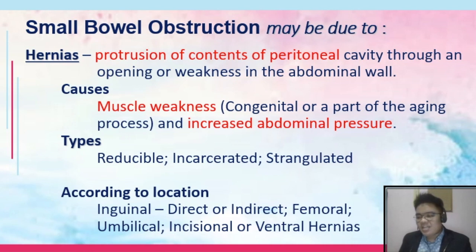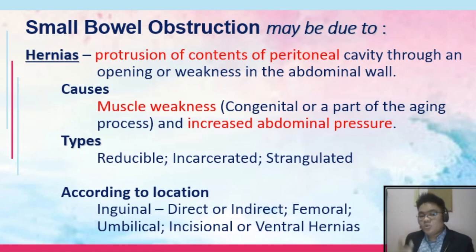So for your hernia, it's the protrusion of your contents to the peritoneal cavity through a weakness in the abdominal wall. So remember, you have your abdominal muscles there. Once there is a weakness on the abdominal muscles and then intestines may protrude towards the peritoneal cavity, that is already hernia. Causes: muscle weakness and increased abdominal pressure. Recall the causes of your diaphragmatic hernia. It works the same way. Types: reducible, incarcerated, strangulated.